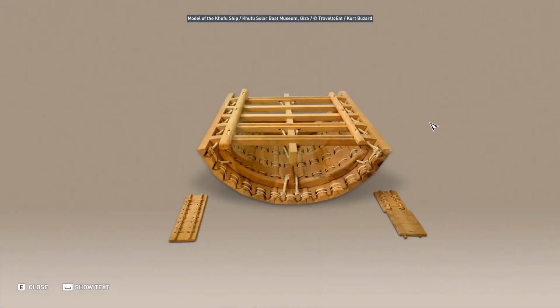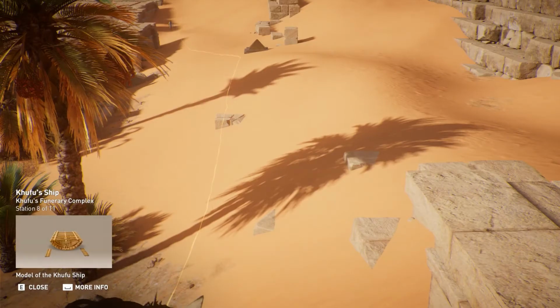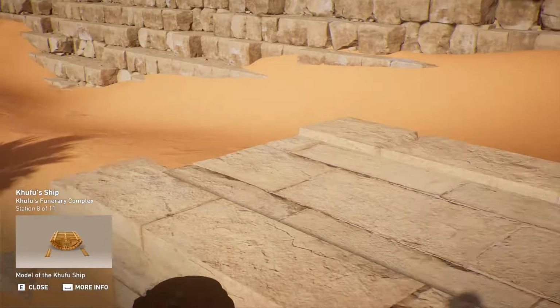The 2 southern boat pits, each covered by a roof of huge limestone slabs, were discovered in 1954 by Kamal al-Malak, an Egyptian Egyptologist. Only one of them had been opened.